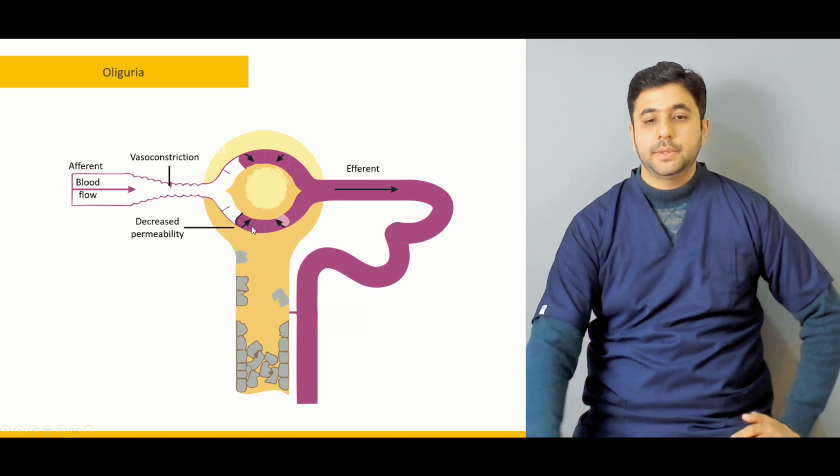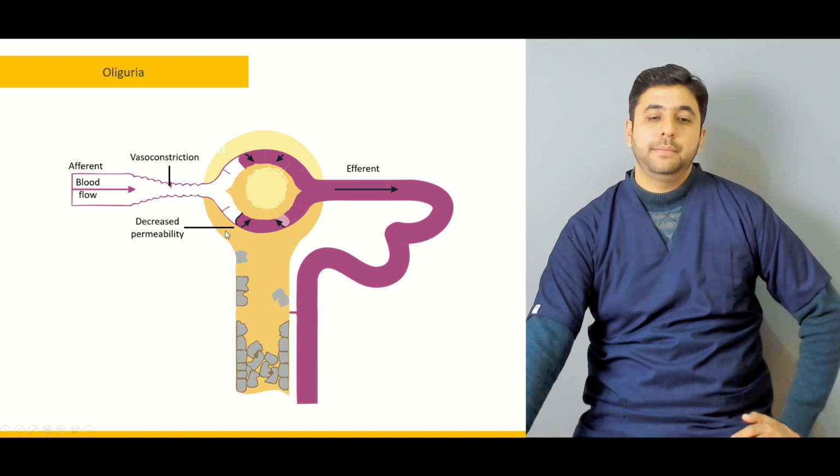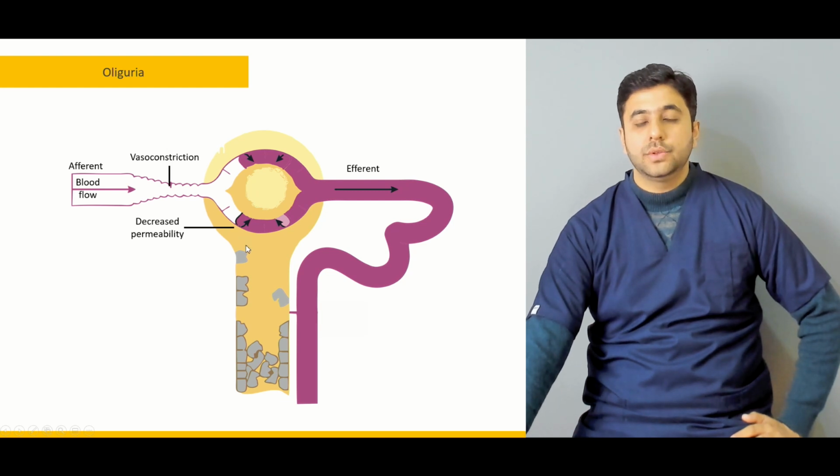If there is some pathology with the glomerular basement membrane or the glomerulus that leads to decreased permeability, that can lead to oliguria.